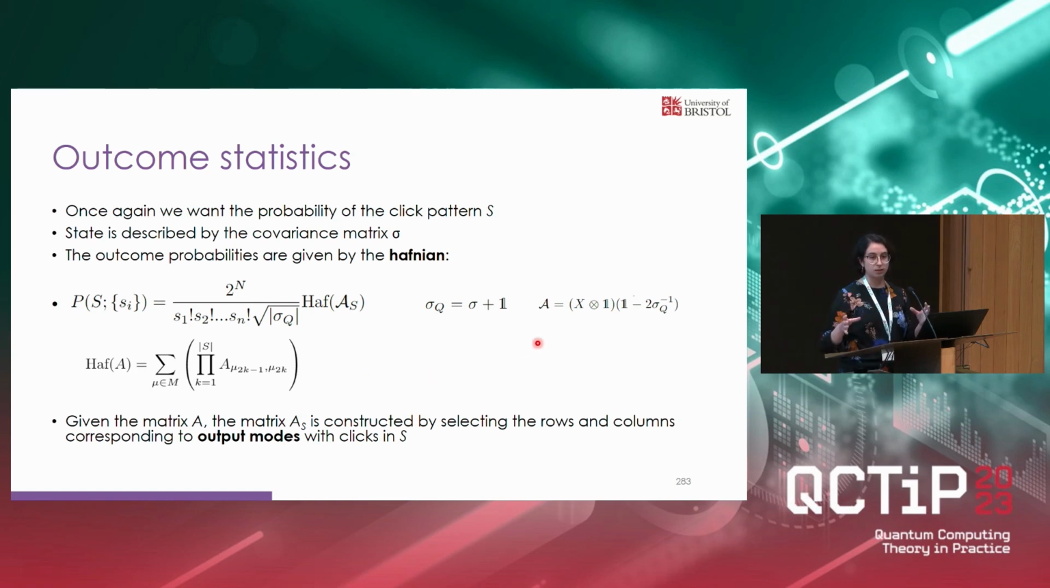Once again, we're going to describe our interferometer by some matrix. This is going to be our matrix A, which is related to the covariance matrix. It's not that important to worry about how they're related. We end up with some matrix. And once again, each of our different click patterns is going to be related to a different submatrix. Previously, our submatrix was chosen according to where we input photons and where we measured them. This time, our submatrix is just going to be selected according to where we measure them.